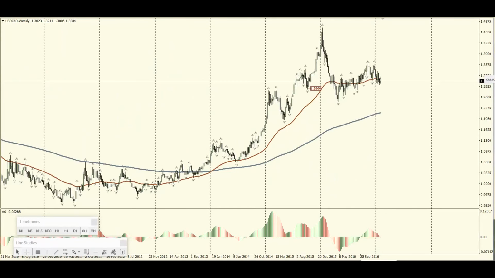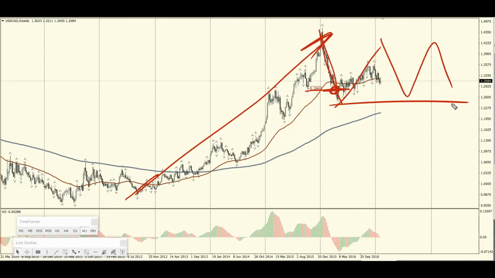On the weekly, you can see that this long-term trend up was stopped by breaking through this MF pivot. It was protecting the whole trend. So now we are in that weekly level flat zone.